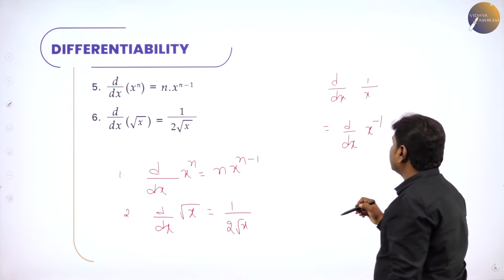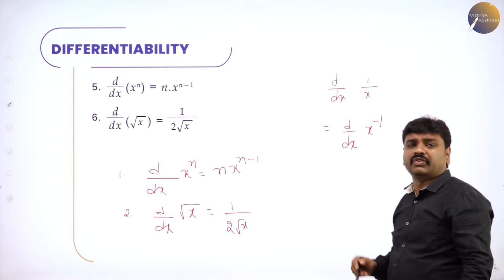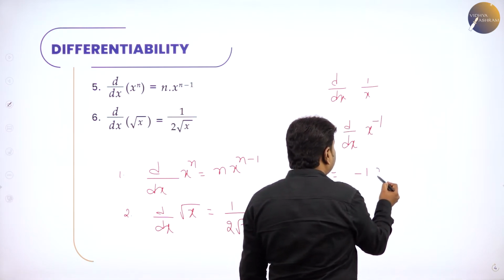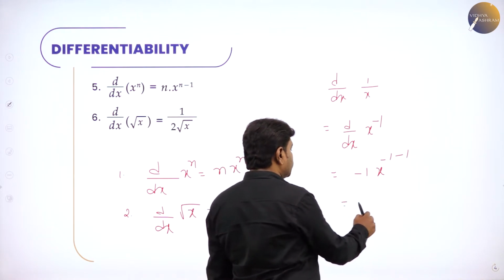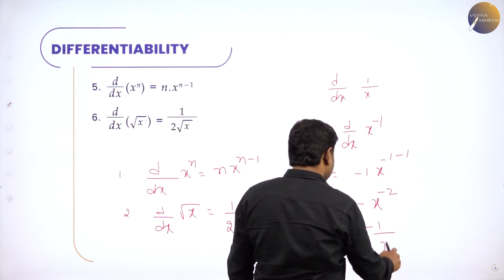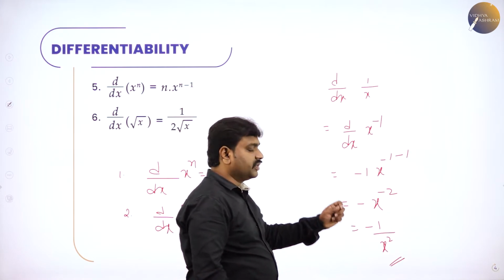Before you differentiate, all of you know 1 by x can be written as x power minus 1. Now it is in what form? X power n. What is differentiation of x power n? N into x power n minus 1. Minus 1 into x power minus 1 minus 1. So it will become minus 1 x power minus 2, or minus 1 by x square. So this is the formula. So now you got dy by dx.